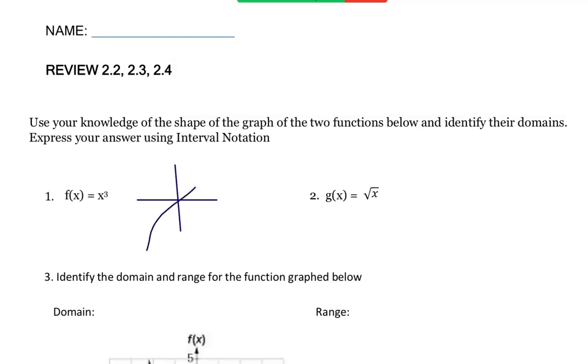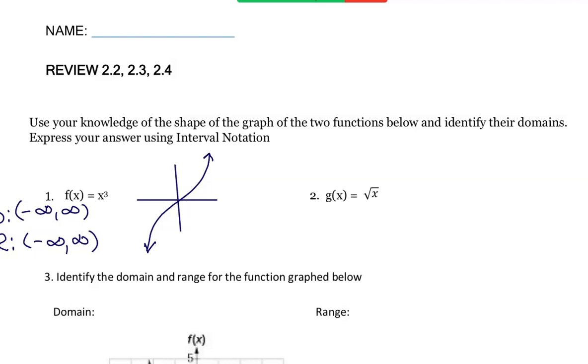So this is your cubic function. And so since you have these arrowheads going both directions, your domain and your range will both be the same. So you will be able to use all numbers, but you're going to write it in interval notation like this. The domain and range are the same.